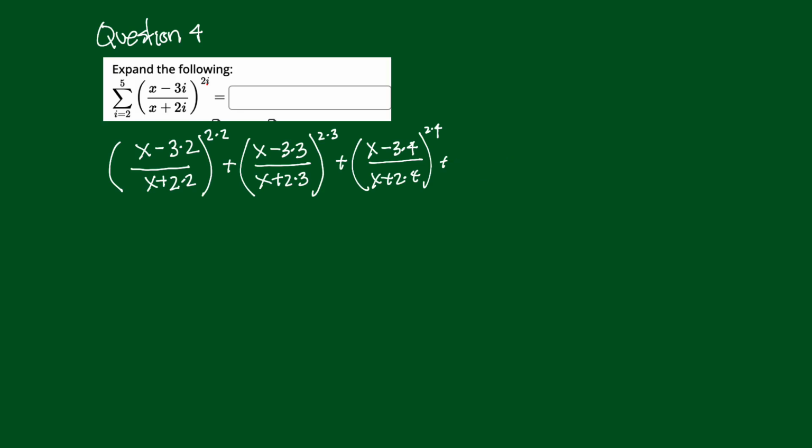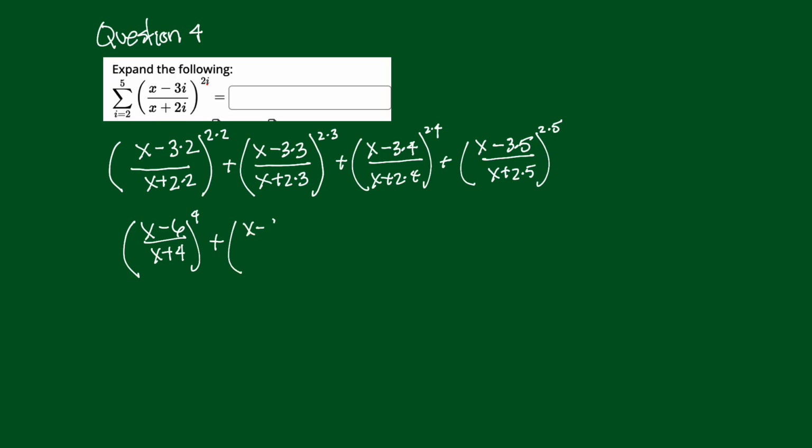Let me just rewrite this term. This is going to be (x minus 3 times 5) over (x plus 2 times 5), all to the 2 times 5. Now I can fix this up a little bit. How about this?